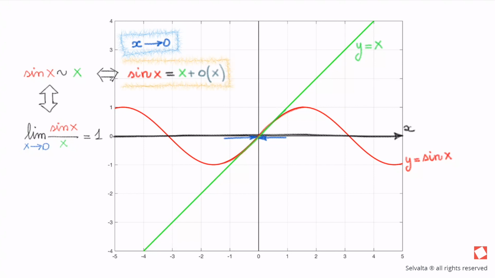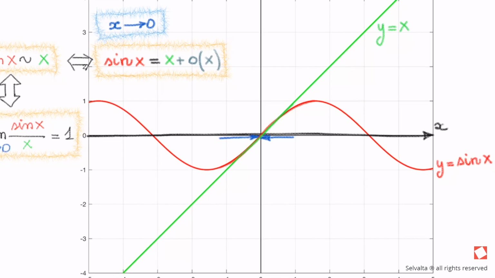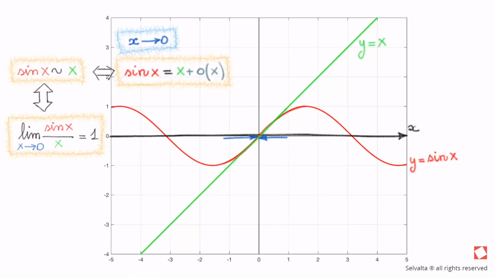The sine of x is equal to x plus small o of x, emphasizing the error. The sine of x is asymptotic to x, emphasizing the behavior. The limit of the quotient between sine of x and x is 1, emphasizing the analytic result.